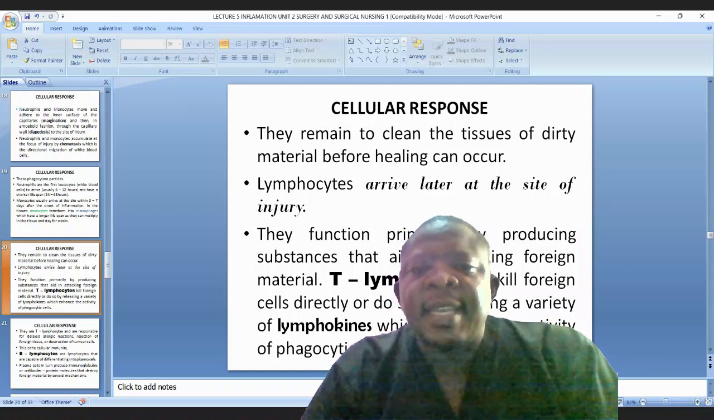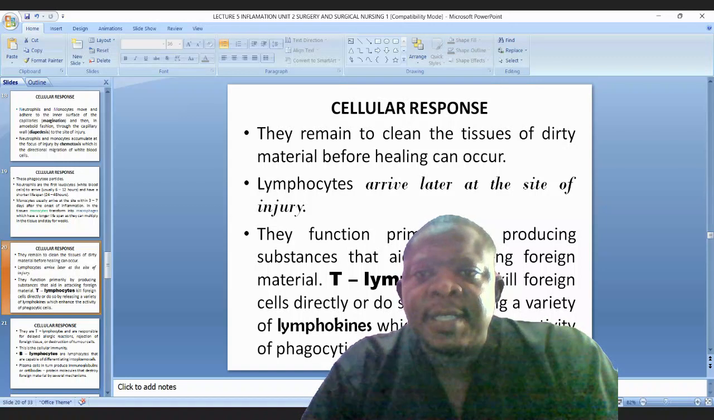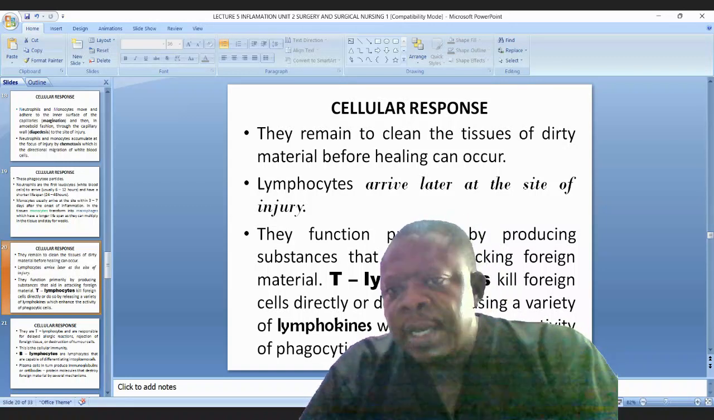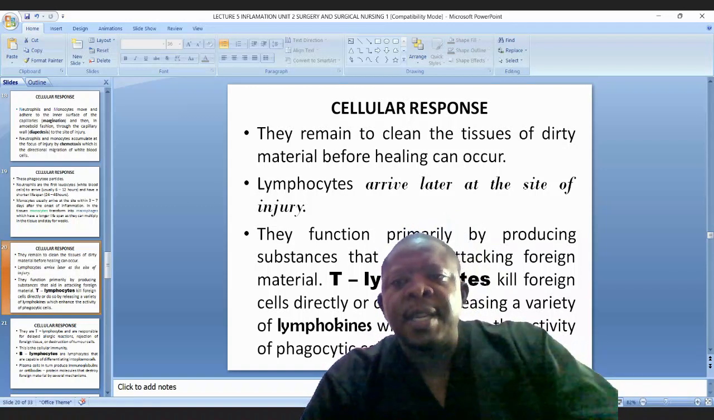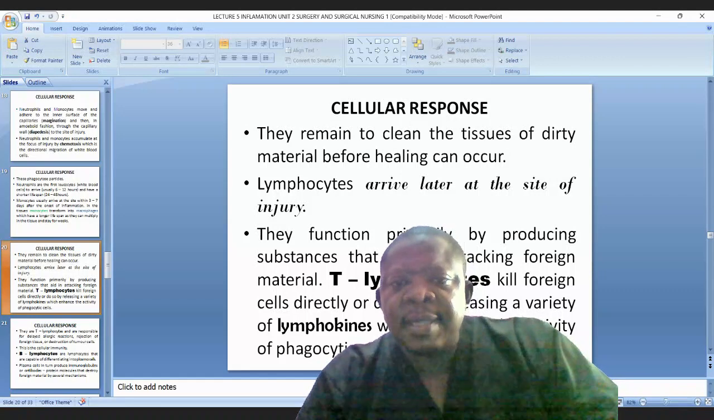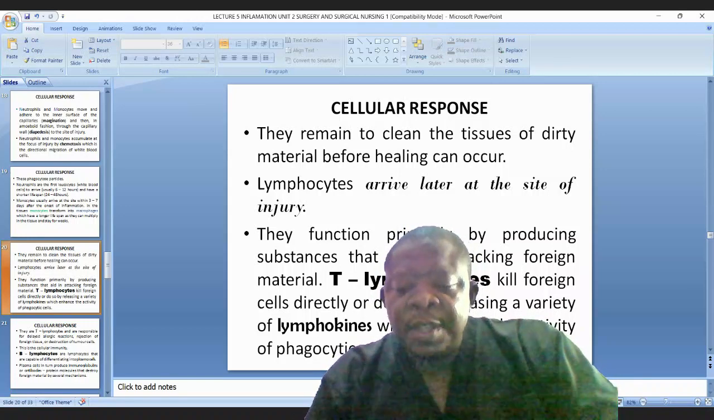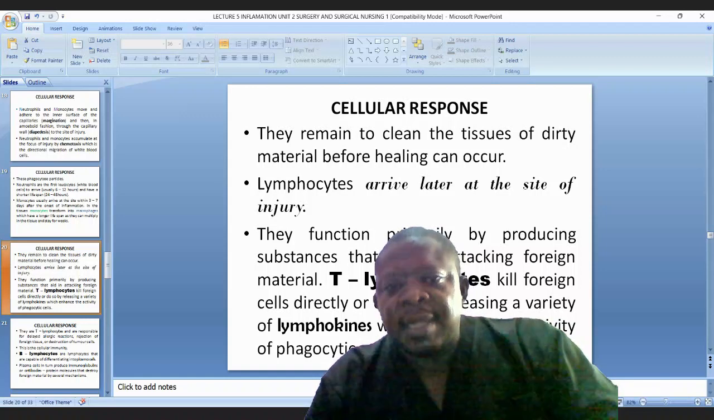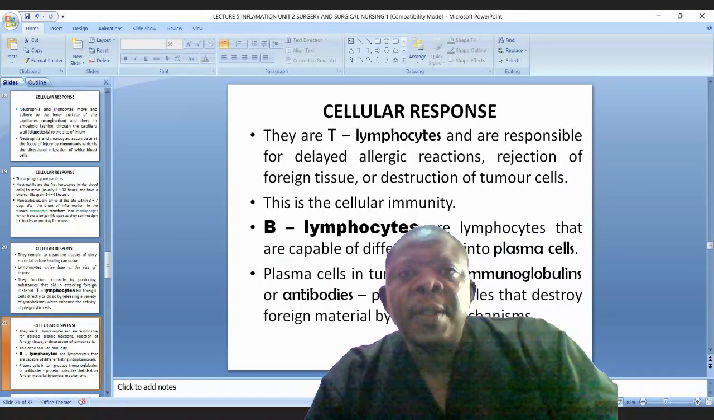T lymphocytes kill foreign cells directly or do so by releasing a variety of lymphokines, which enhance the activity of phagocytic cells, cells that engulf bacteria. So the T lymphocytes are responsible also for delayed allergic reactions, rejection of foreign tissue, or destruction of tumor cells.